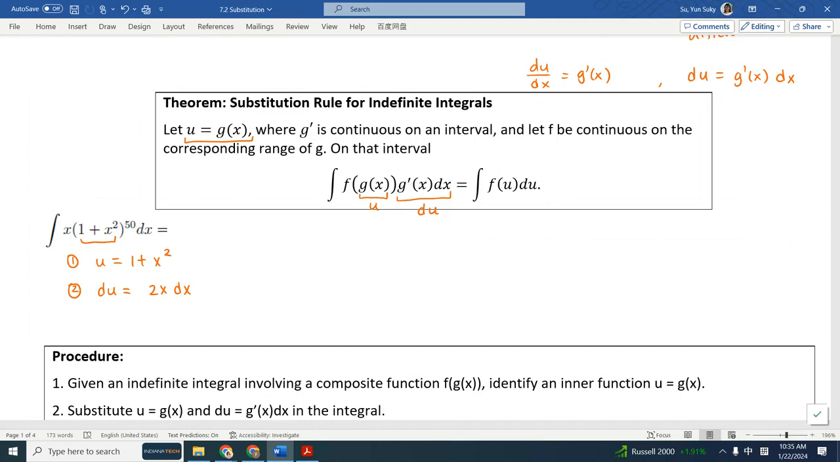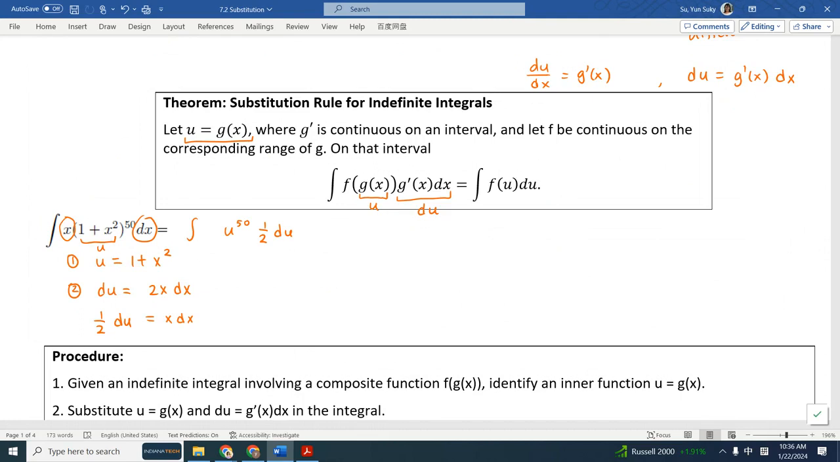So be careful, do it slowly. All right, let's see. The inner function is u, so we have u to the 50. Do you see I still have the x dx? You want to express everything in terms of u. So I want to know what is x dx. I don't like the 2, so get rid of the 2. Both sides divided by 2. Then x dx is how many du? 1/2 du. See? We have 1/2 du.